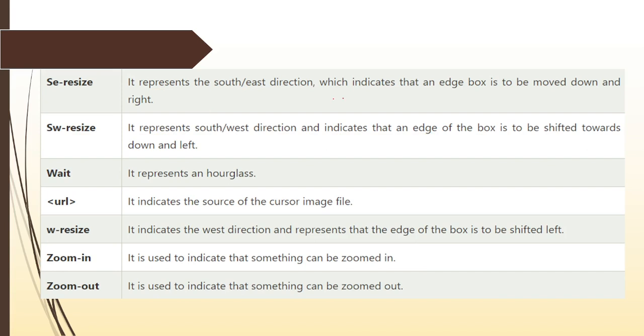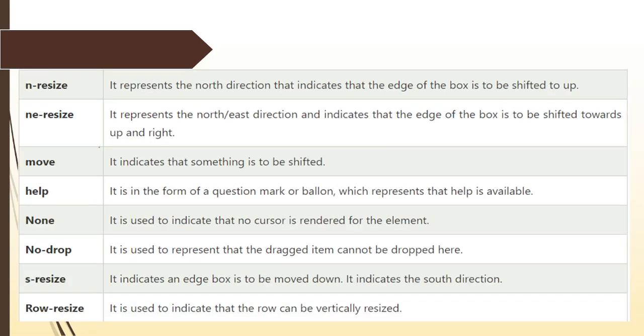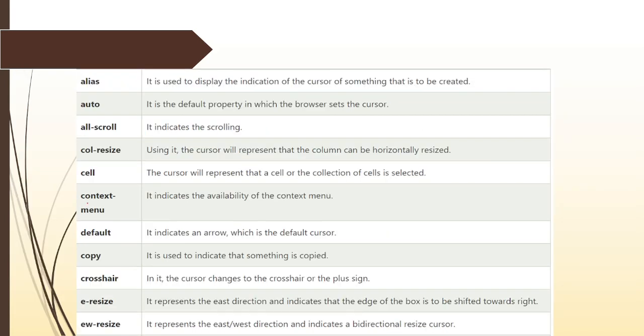Okay, so this is for down and right, and this is for down and left. So you should know the meaning. Next, all these points you can see, we have already discussed the definitions of these. Most important, first we'll start with alias.